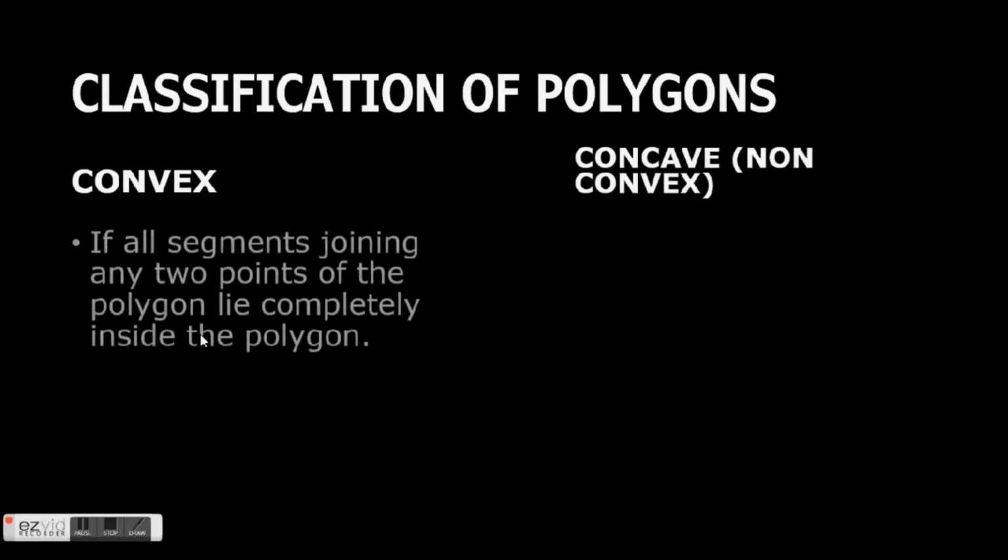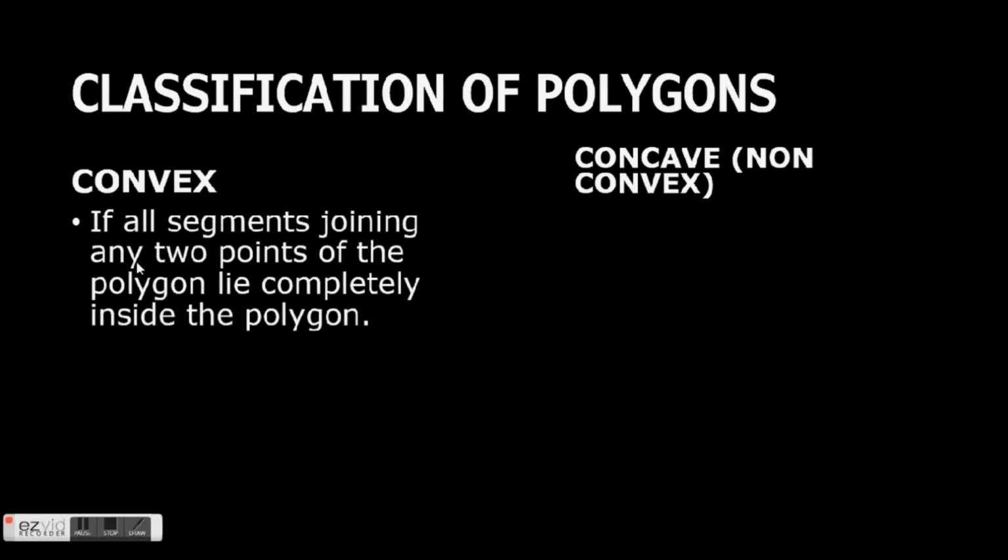So, when we say convex, if all segments joining any 2 points of the polygon lie completely inside the polygon. So, kapag nag-connect daw tayo ng kahit anong points ng isang polygon, dapat daw yung segment ay nasa loob lang ng polygon.